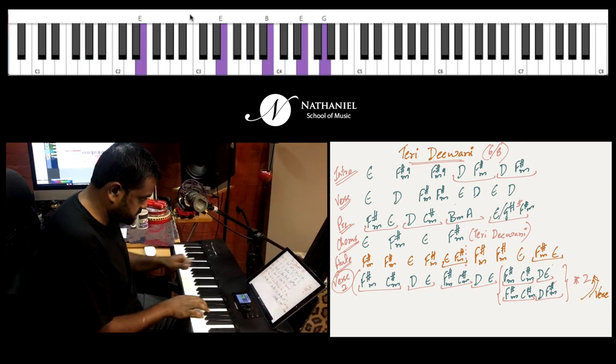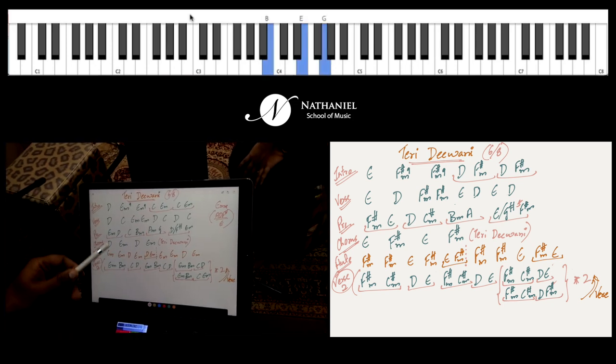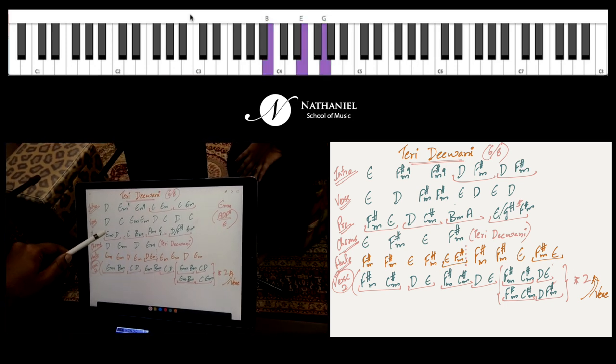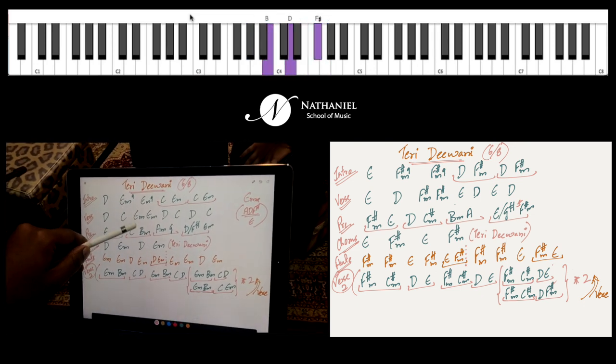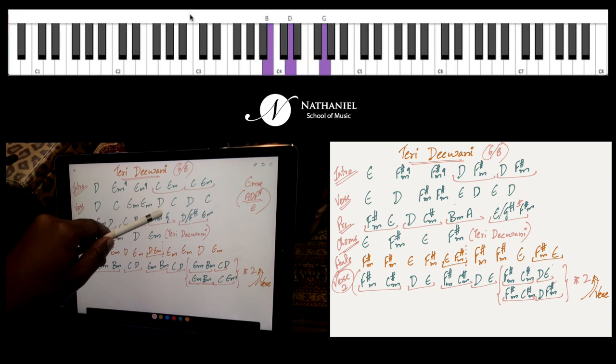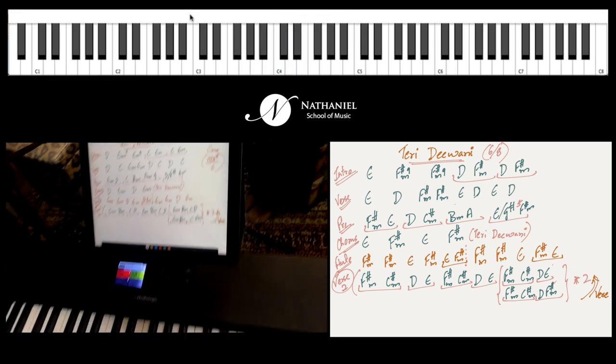Okay, let me point out the chords also here. So you can do it with the singing. 3 start. E minor, D major, C major, B minor, A minor, G major, D major, E minor, and then goes to the other part.